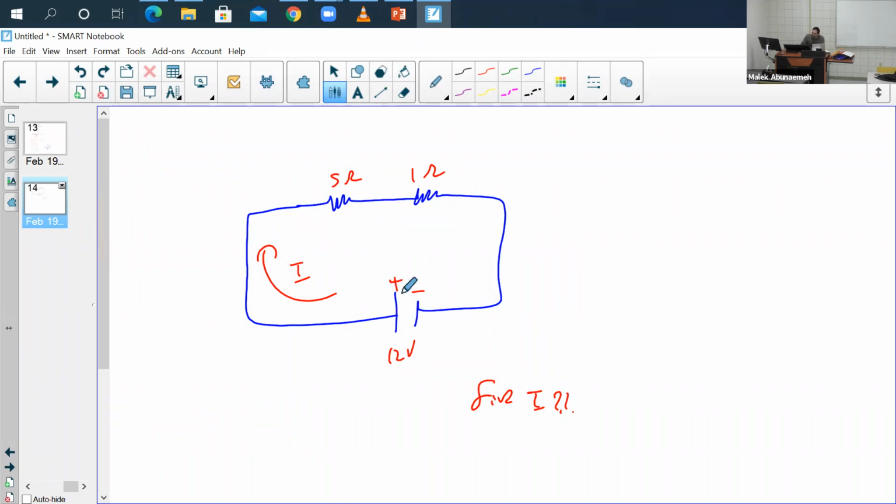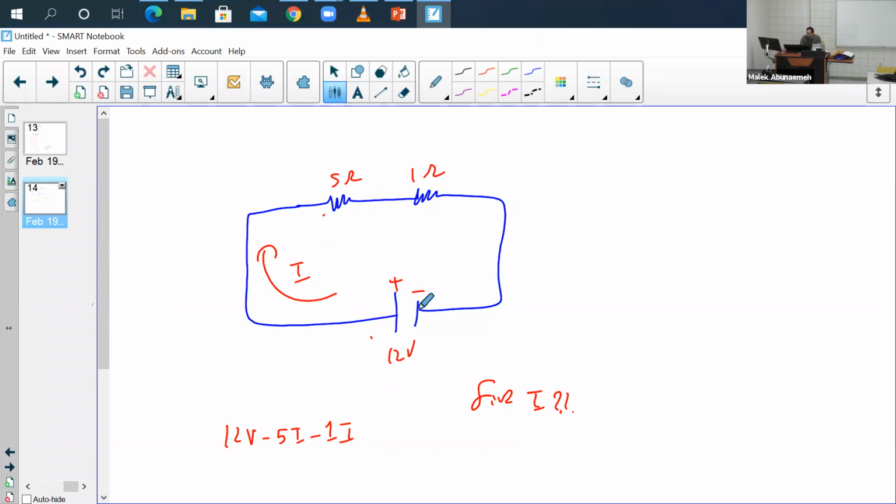So you've got a current going in there. You're leaving at a positive, so the 12 volts is going to equal. Now, once you leave the positive, it's going to become negative. Your resistance is going to be negative, not equal to, I'm sorry. So 12 volts minus 5 I's minus 1 I. Remember, your V equals IR.